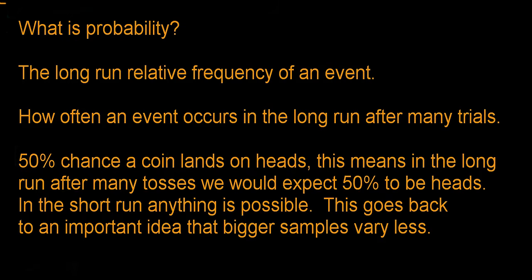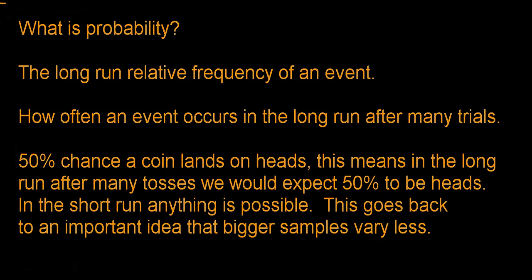For example, everybody knows that the chance of flipping a coin and getting a head is 50%. But what some people don't understand is what that 50% means. This means that in the long run, after many, many tosses, we would expect 50% to be heads. In the short run, anything is possible. If you toss the coin 10 times, you certainly might not get 50-50, right? You might not get 5 tails and 5 heads.